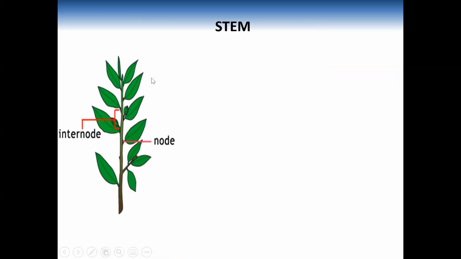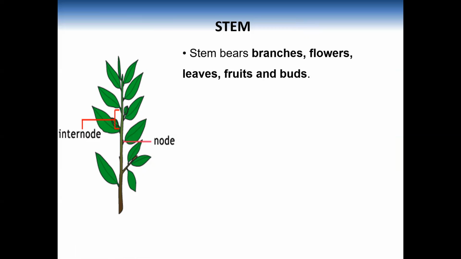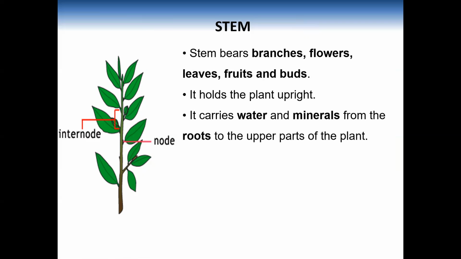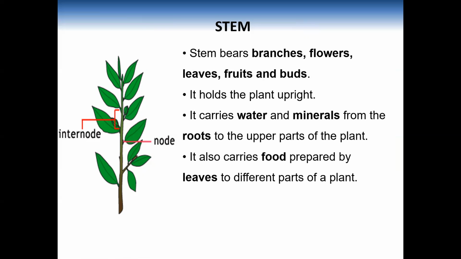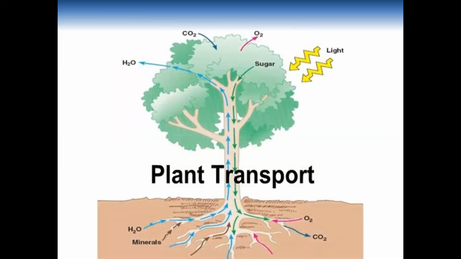We will be discussing stem first. Stem is the upper part of a plant present above the ground. So this is stem. It bears branches, flowers, leaves, fruits, and birds. It holds a plant upright, straight. It carries water and minerals from the roots to the upper part of the plant, and the food prepared by leaves to different parts of a plant. So this is the transportation of water, minerals, and food in a plant.